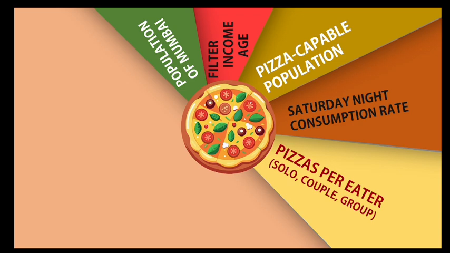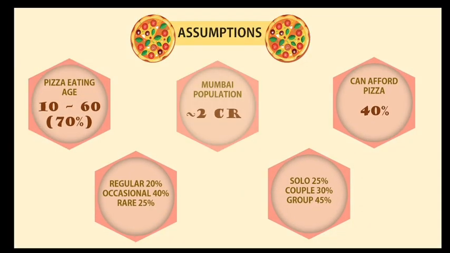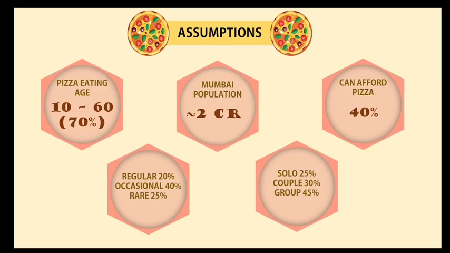Then our next focus will be on estimating the pizza per eater through a weighted average of solo, couple and group eaters and multiplying with the total number of consumers. That will give us total pizza consumed. So let's start with the assumptions.